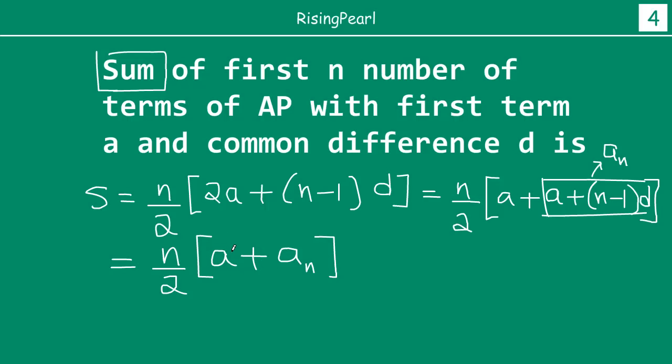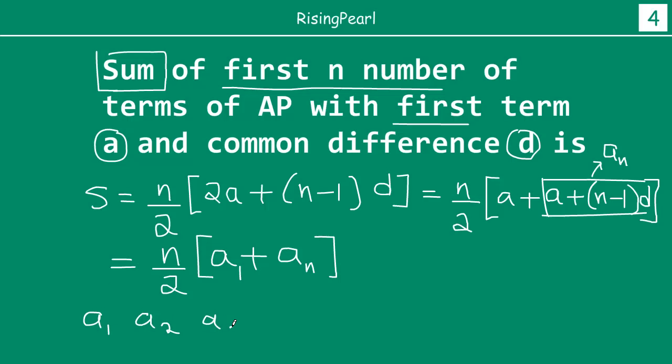And what is a? a is the first term, and the common difference is d. In other words, this is the first term and an is the last term. Remember, we are trying to find out the sum for the first n number of terms. So our series starts from a1, a2, a3, and it goes till we get an. So in our series, an is the last term and a1 is the first term. So a1 equals a, plus an is the nth term.